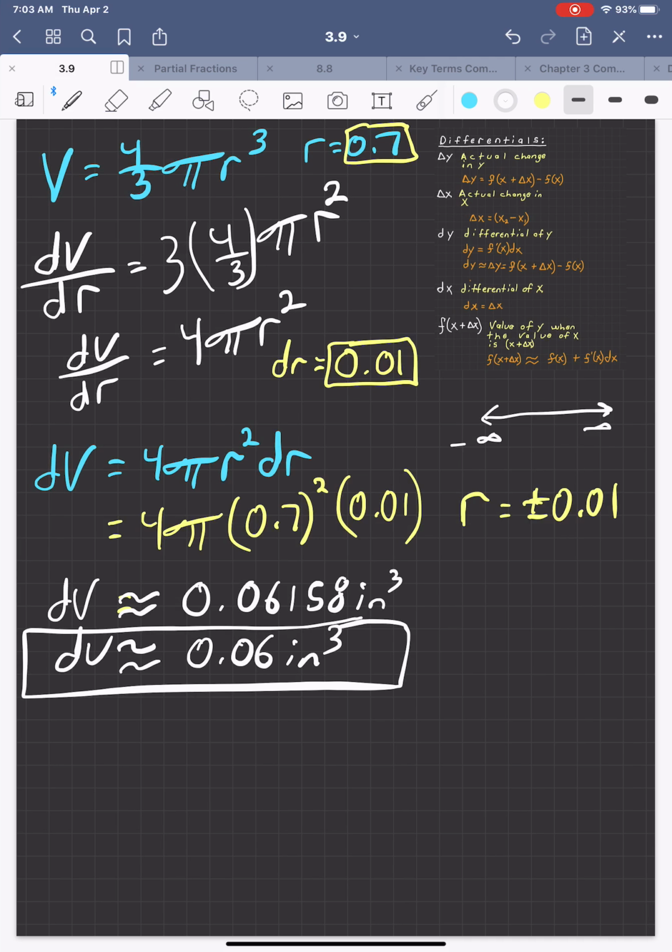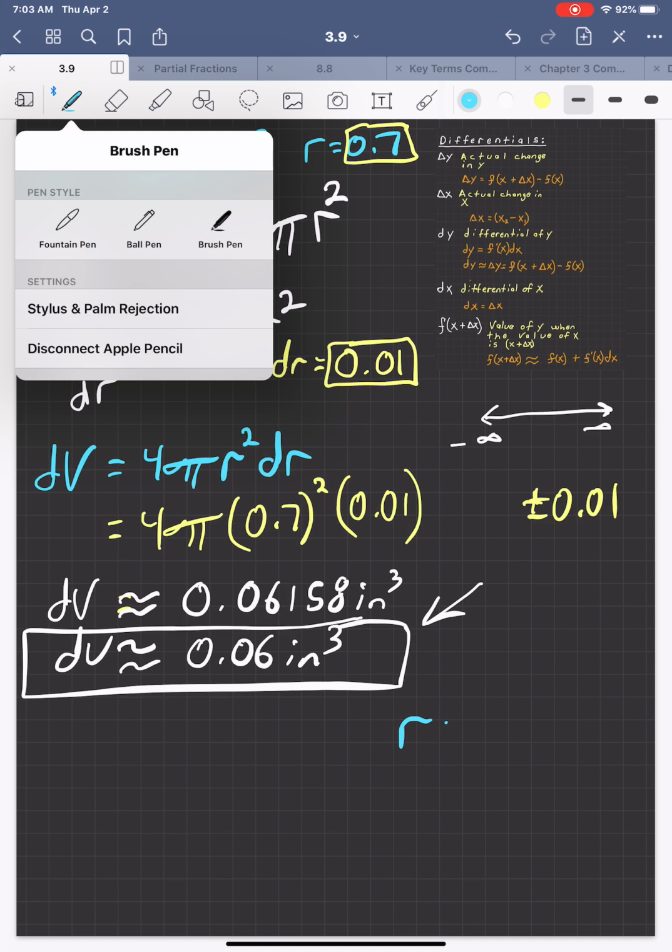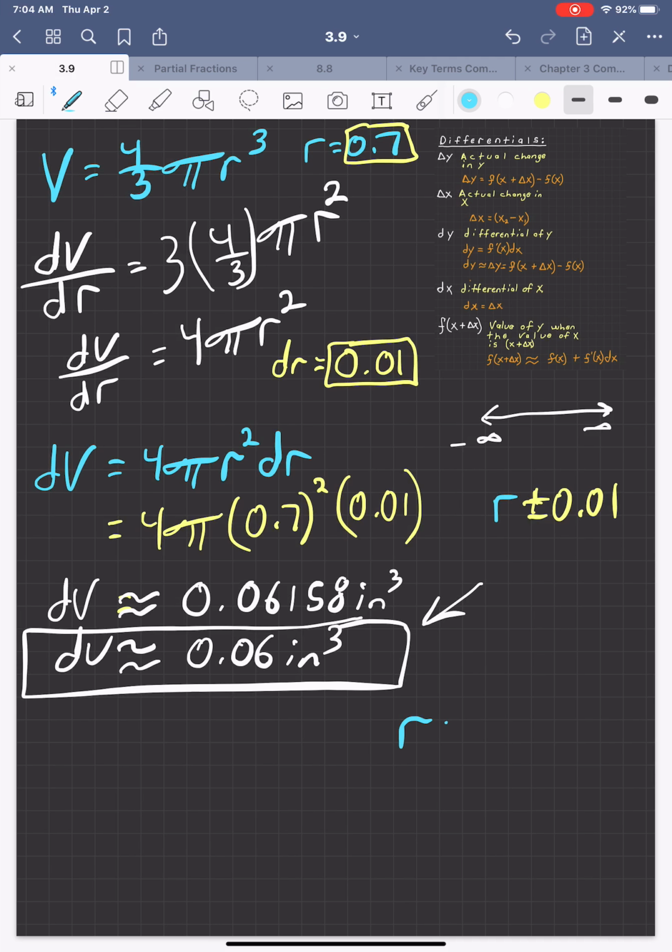All right, so what is our propagated error? Well, you just found it. Your propagated error is 0.06. And now, you know how to find it, but do you understand what you just did? Every time you grab that tool and measure R, it's always going to be R plus or minus the error, 0.01.